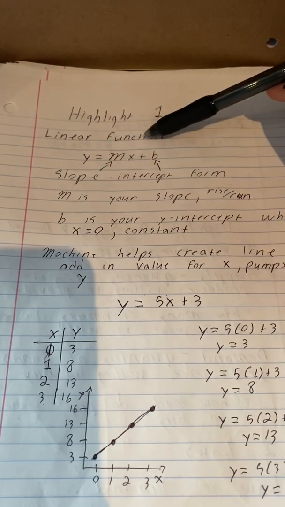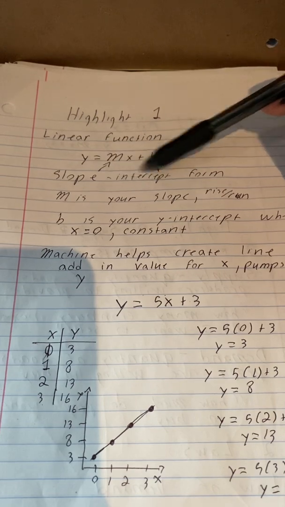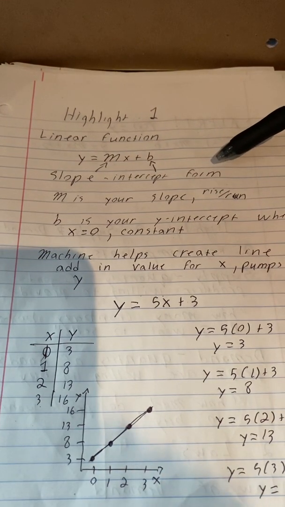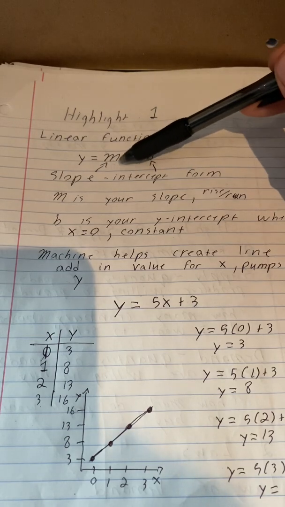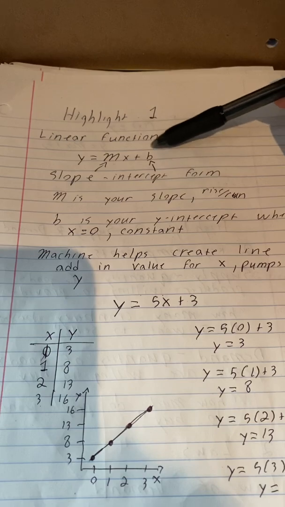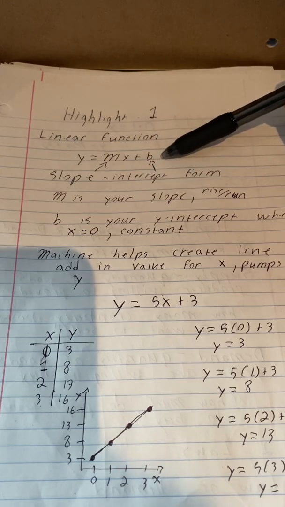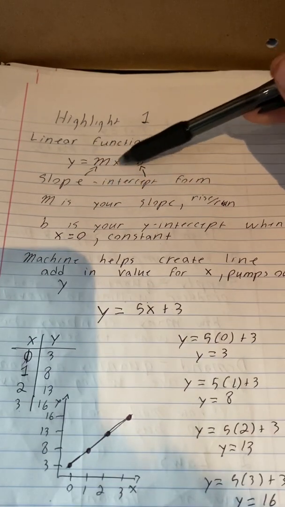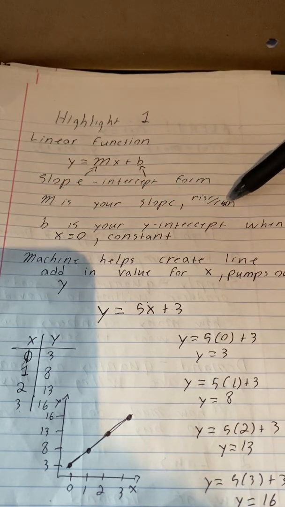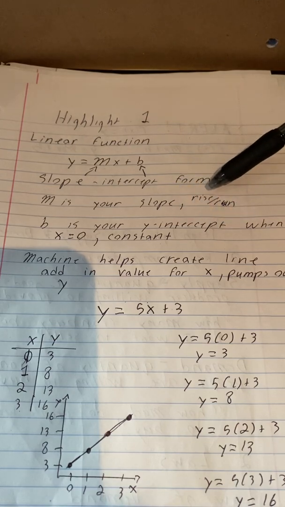Anyways, it's called the slope intercept form. And that's mostly because it's composed of two things. You got your slope, which is right here, and then you have your intercept, your y-intercept. Now, your slope is your m. It's also called your rise over run. They mean the same thing. When people say your rise over run, they're usually talking about your slope.